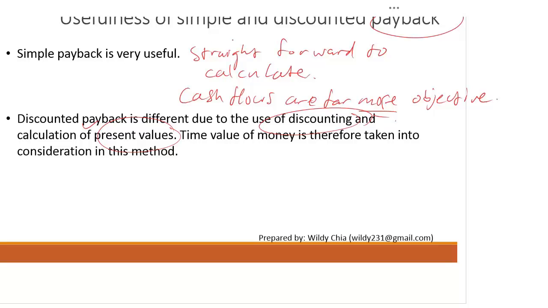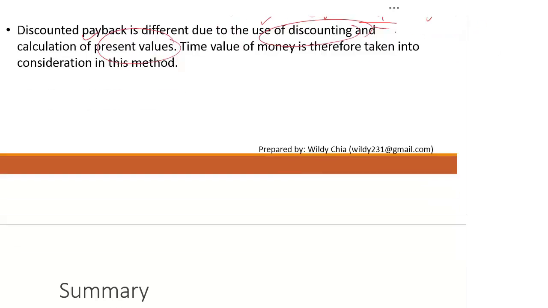Okay, one is that it is straightforward to calculate, and the use of cash flows is actually a lot better compared with the use of accounting profits. Okay, so cash flows are a lot more objective and far more reliable than the use of accounting profits. So that's the discounted payback.